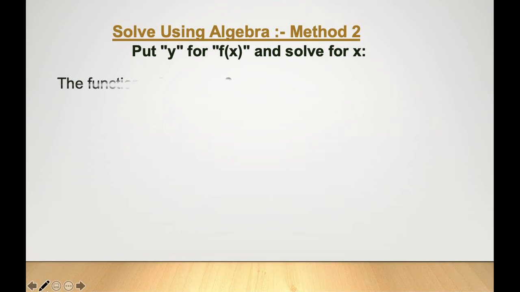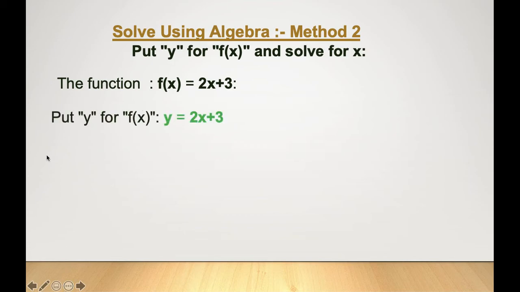Now the function f of x is equal to 2x plus 3. As per this algebra method, you put y for f of x. So I'm going to rewrite it as y is equal to 2x plus 3. How did we get this equation? We got it because I replaced the function f of x by the variable y. This is the algebra method to find the inverse function.